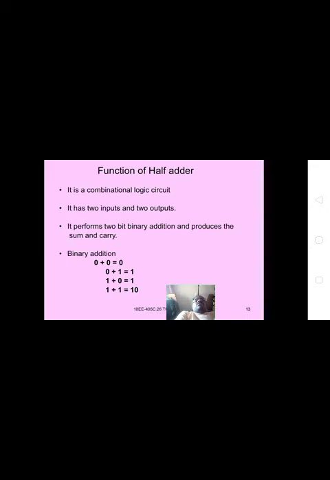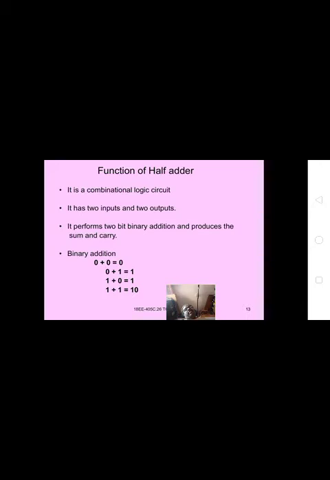Now we learn about the function of the half adder. It is a combinational logic circuit. It has two inputs and two outputs. It performs 2-bit binary addition and produces the sum and carry.